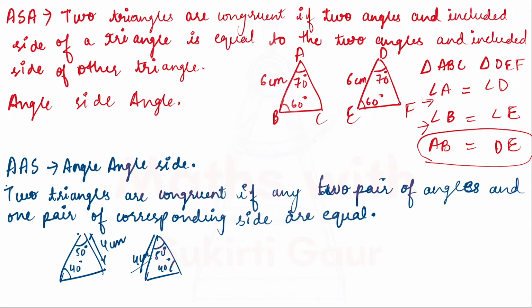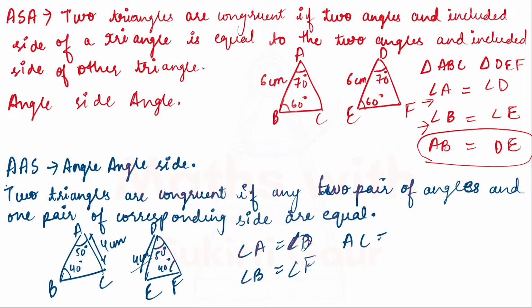How? Because we can see, if I name this triangle ABC and this is DEF, we can see that angle A is equals to angle D, angle B is equals to angle F, and one side, that is AC, is equals to DE of triangle DEF. So we have any two pair of angles equal while we have one side corresponding which is equal, right? So by AAS congruency we can say that these both triangles are congruent to each other. So these are some of the criterions.